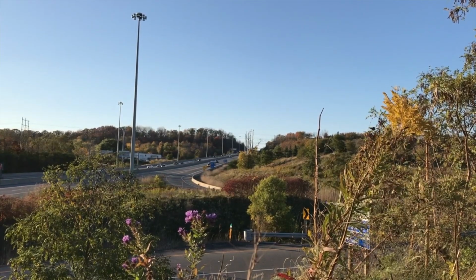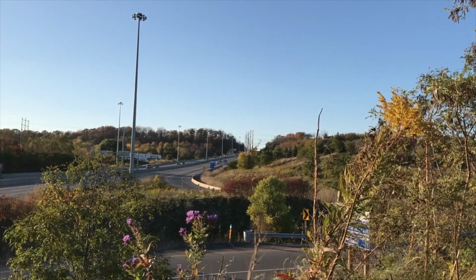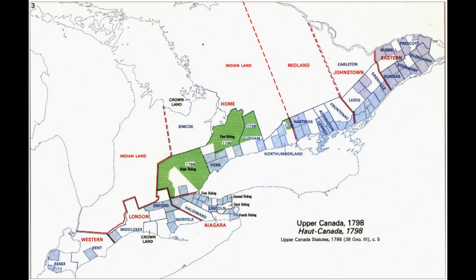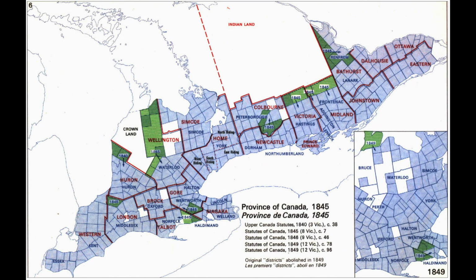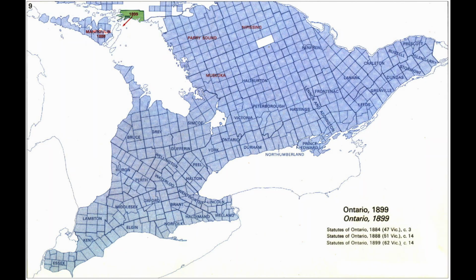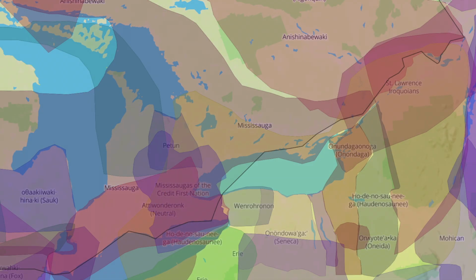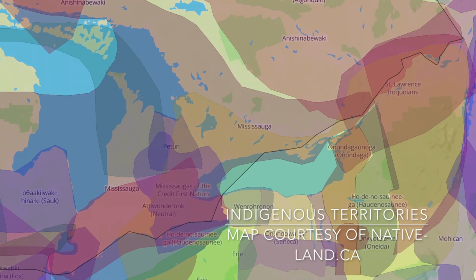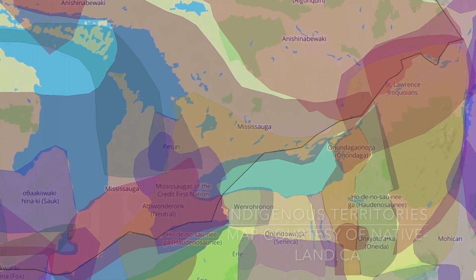Colonization brought settlers to this land that saw themselves as having a completely different relationship with the environment. As these maps of Upper Canada or Ontario show, surveyors prepared the region for European settlement by imposing a grid on the land that transformed the landscape into a checkerboard of townships. This checkerboard ignored Indigenous territories and treaties, as well as the natural and cultural landscape that already existed.